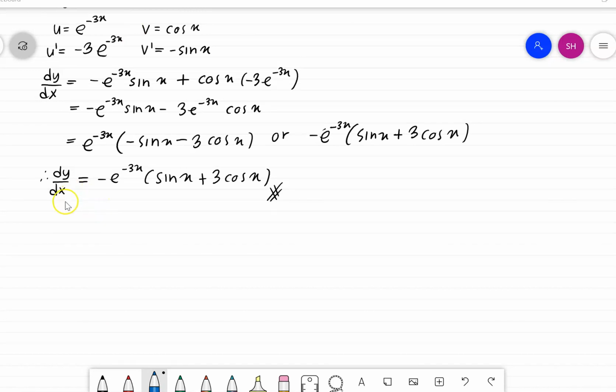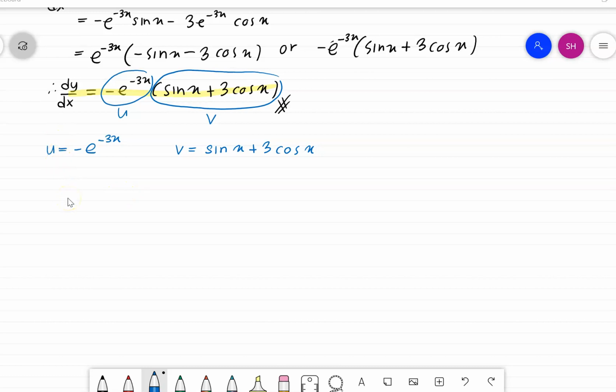Okay, next we find d2y over dx2. So how to find d2y over dx2? We already have dy over dx here. This one is dy over dx. So to find d2y over dx2, we need to use the product rule again because we have two functions lah. Our u should be negative e to the negative 3x. This one is our u. And the whole thing in the bracket is v. Okay.